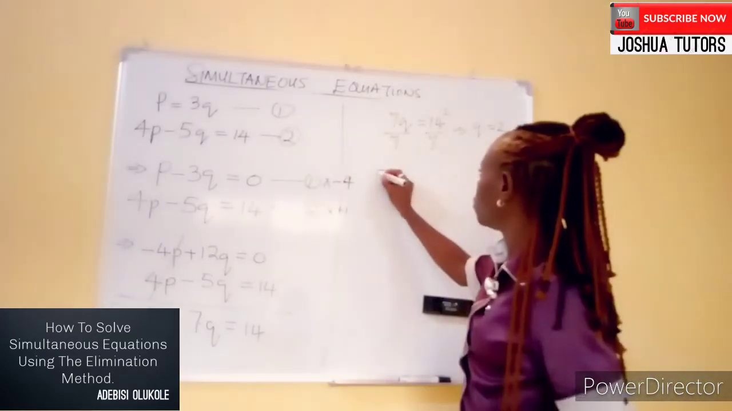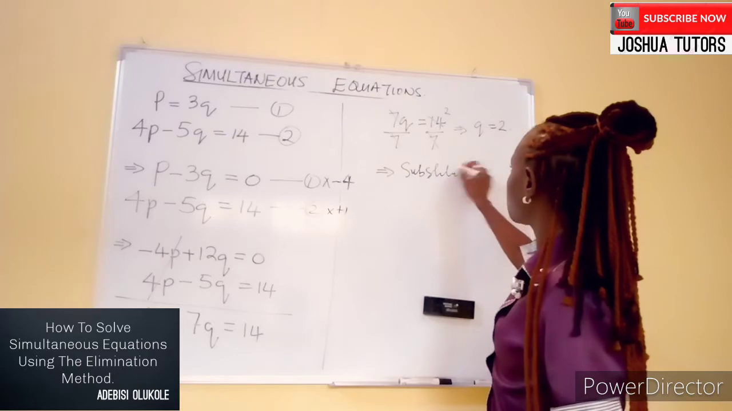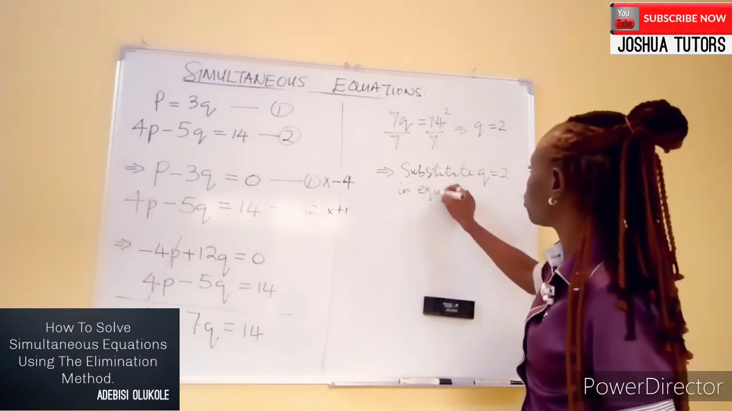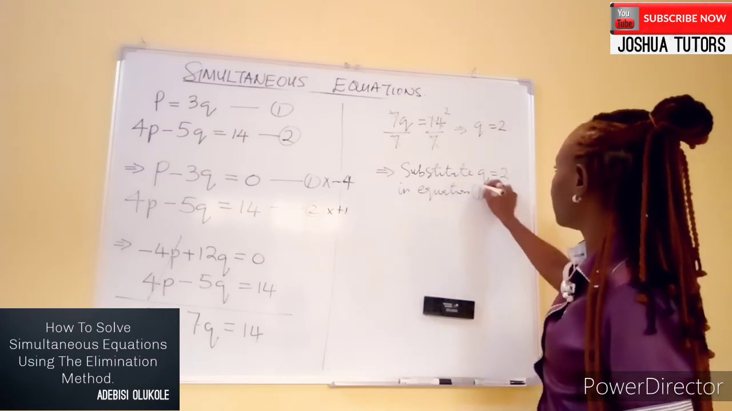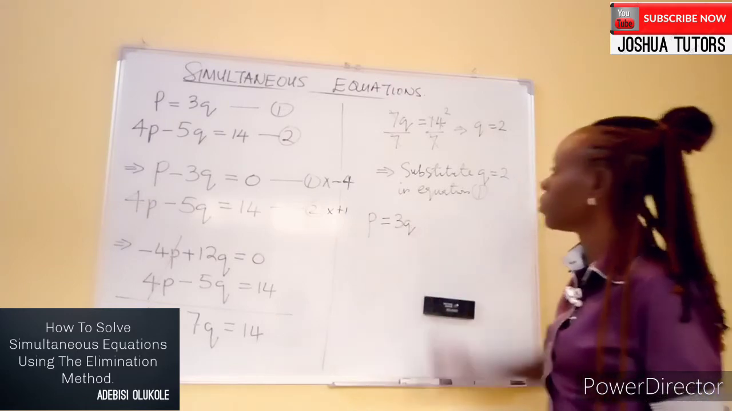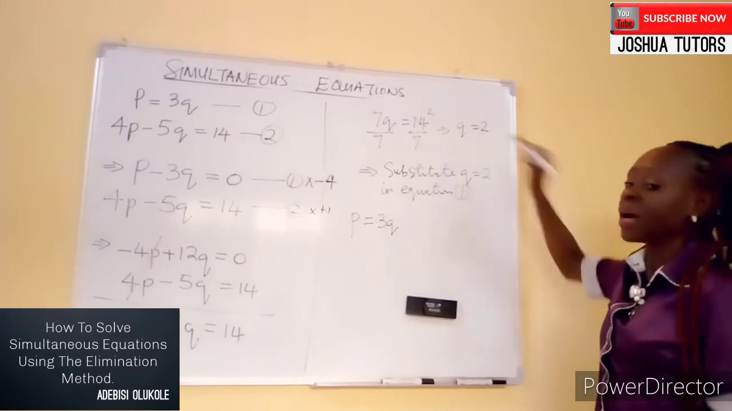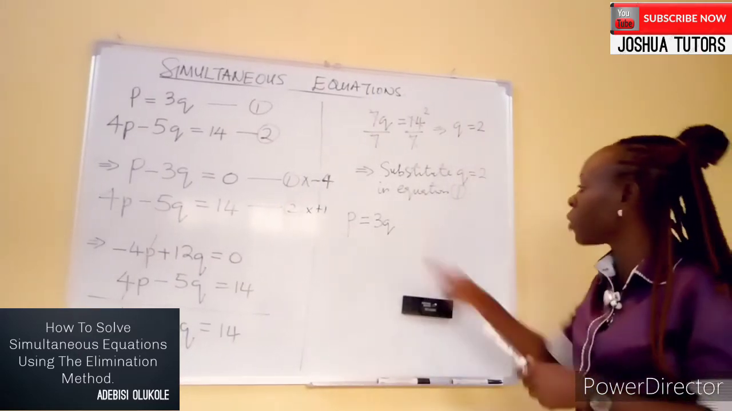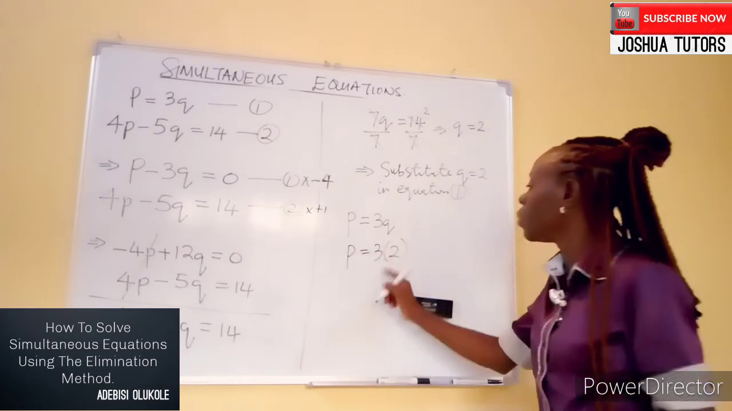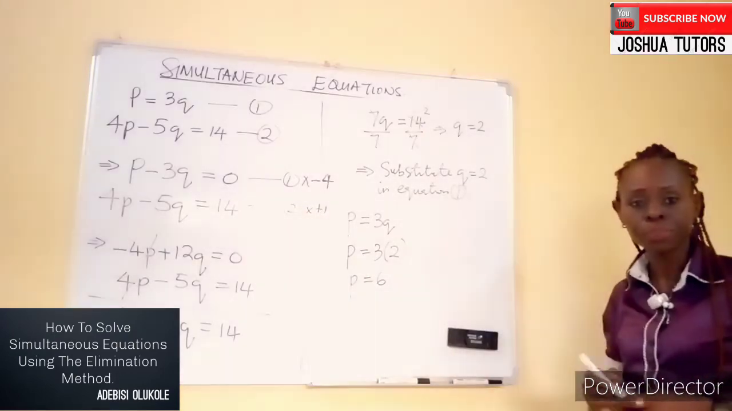Alright, so let's go. So substitute Q equal to 2 in equation 1. What's equation 1? P equal to 3Q. P equal to 3Q. What is Q? I solved Q as 2. So I'm going to substitute it here. So P is equal to 3 into 2. What is 3 into 2? That is 6. Now, a point of note.